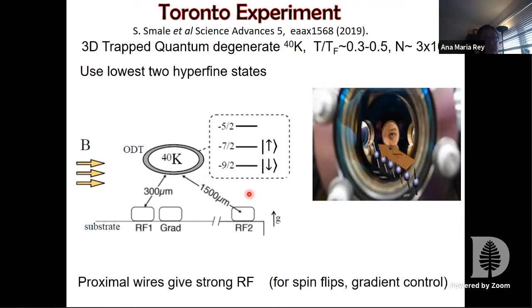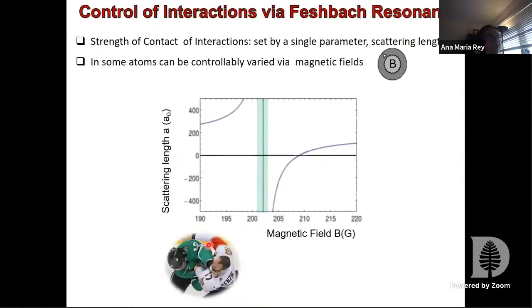All right, so let me describe what we wanted to control and later what exactly the experiment is. As I was mentioning before, we are talking about potassium atoms, and these atoms interact via contact interactions, and these are my hockey players. The strength of the contact interactions is set by a single parameter called the scattering length. In these systems, we can change the scattering length, this is the vertical axis, by tuning the magnetic field. So we can make them interact at a specific magnetic field. We can make the interactions very, very strong.